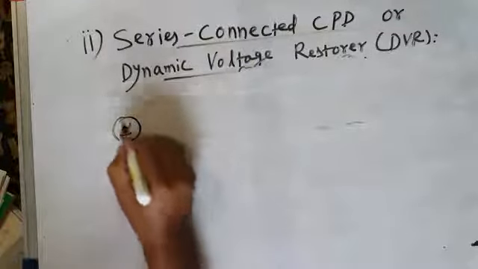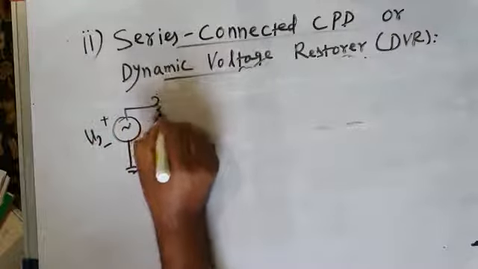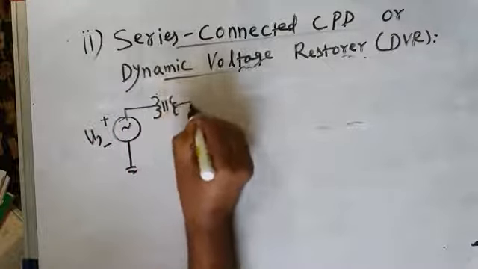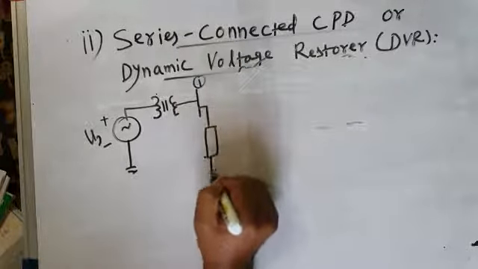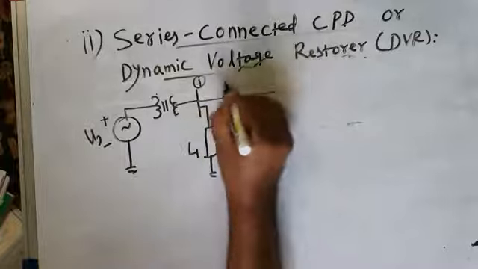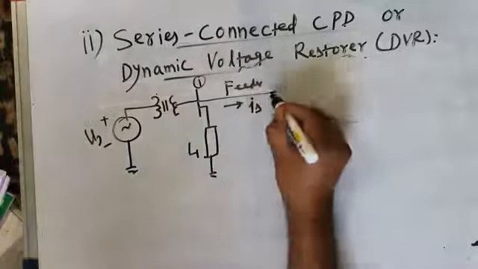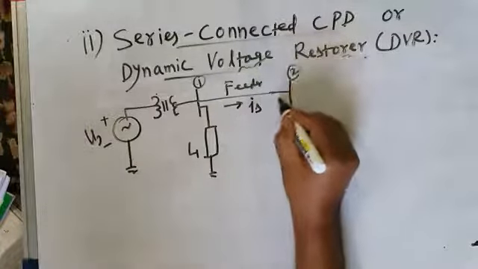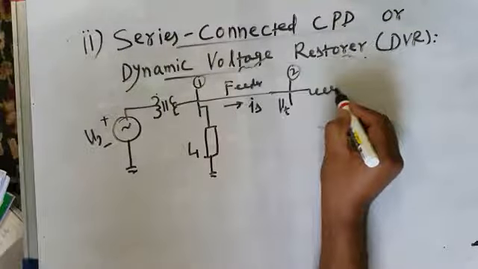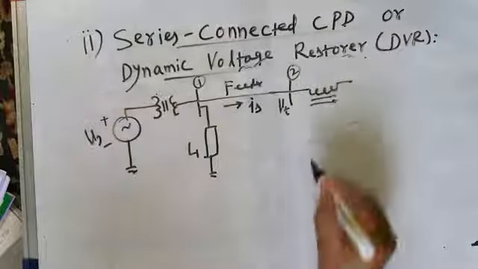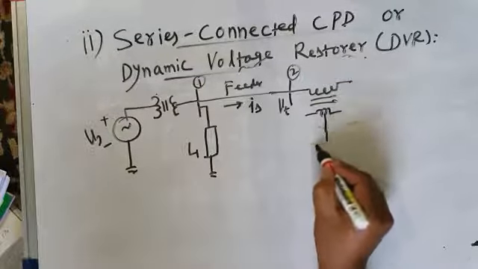This is again your source. This is the distribution substation, distribution transformer. This is bus number 1 with some load, say L1. This is the feeder with feeder current or source current IS. This is bus number 2. This is your point of common coupling. So see, we realize the DVR like this. The DVR should act as a voltage source. It is realized like this.